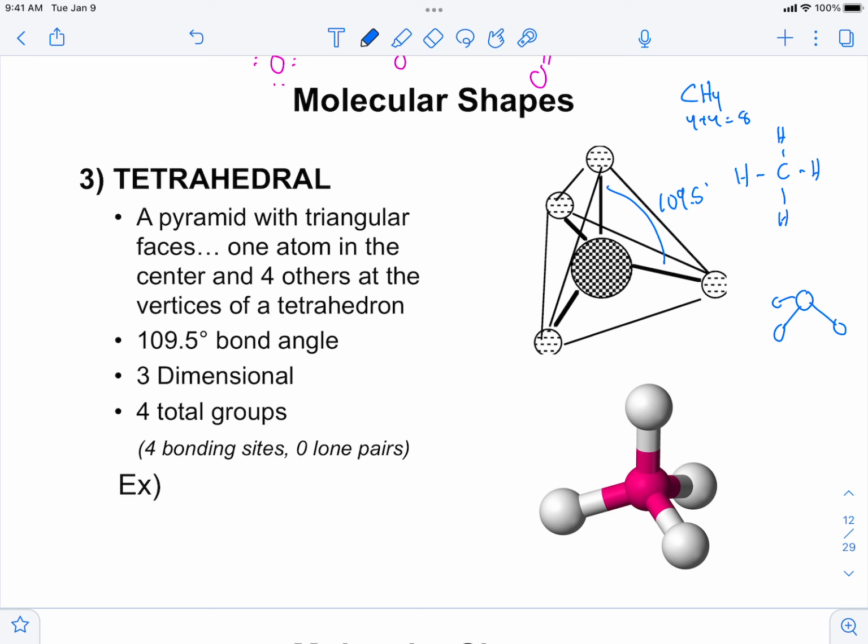And because of that angle, this actually ends up standing very similarly to how a tripod would stand. Right? If you can imagine the floor being here, here, and here. So, 4 bonds, 4 groups, 109.5. The name of this shape is tetrahedral. Right? So tetra means 4, hedron means sided. 4-sided. So this shape here has 4 different sides to it.